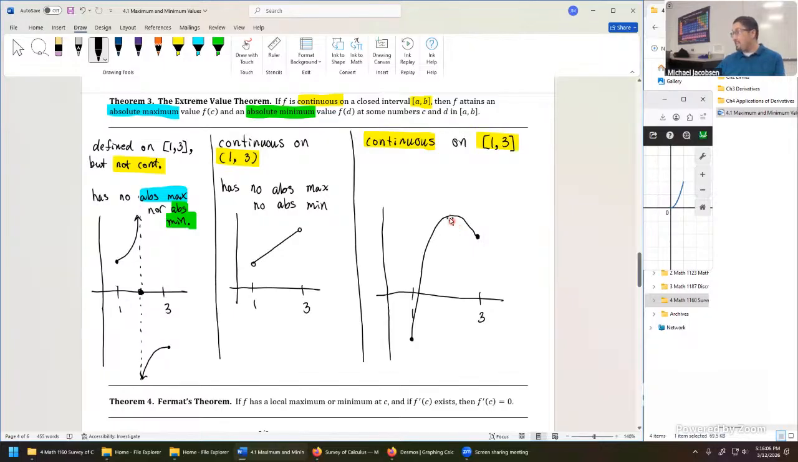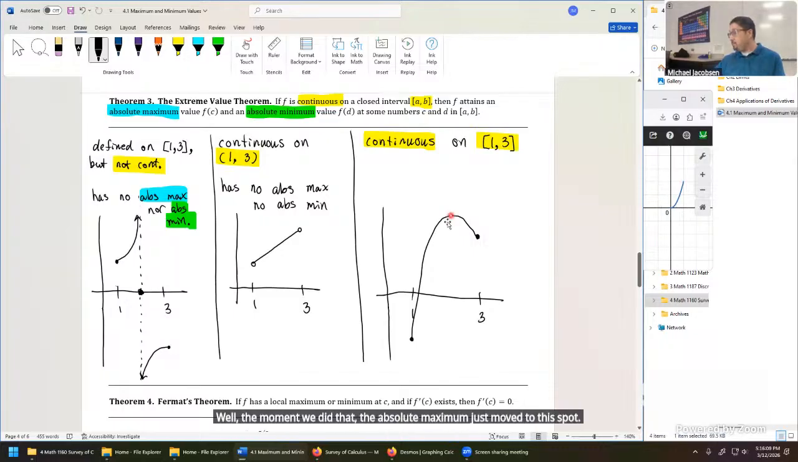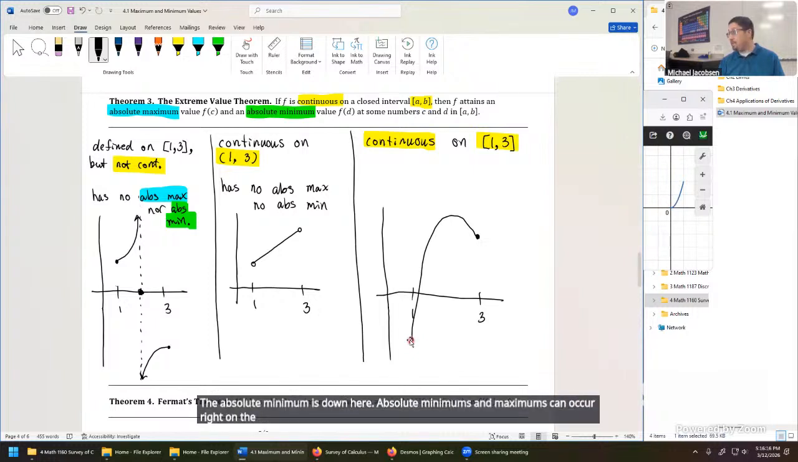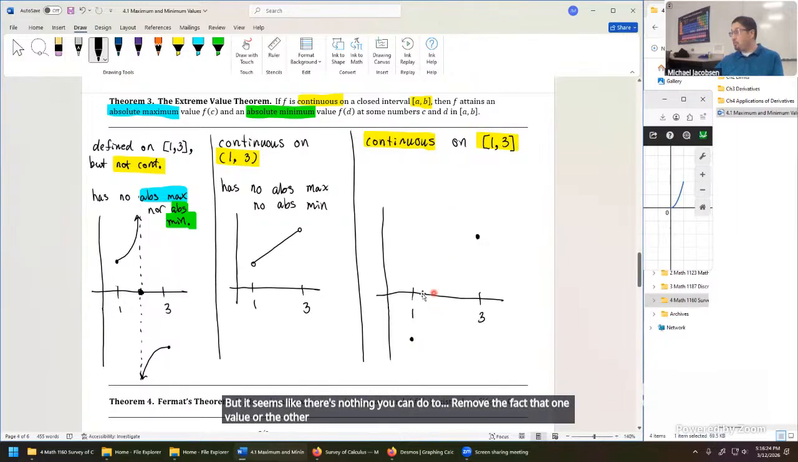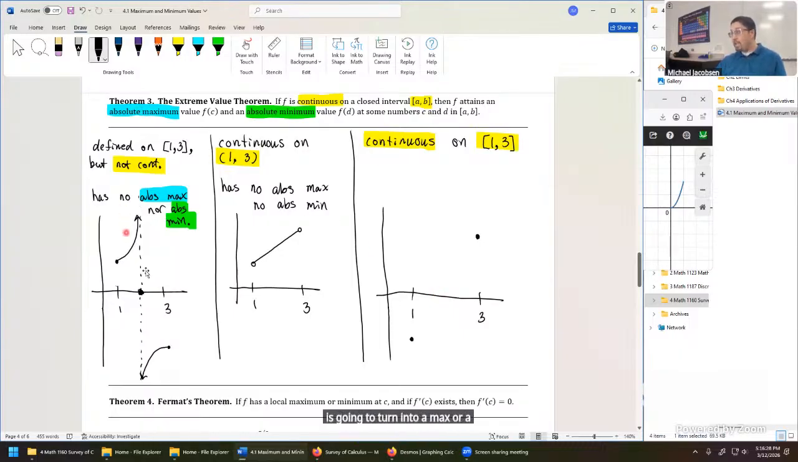Well, the moment we did that, the absolute maximum just moved to this spot. The absolute minimum is down here. Absolute minimums and maximums can occur right on the boundary point of the domain. But it seems like there's nothing you can do to remove the fact that one value or the other on the outside or in the middle is going to turn into a max or a min. We can't break continuity because we said it's continuous.